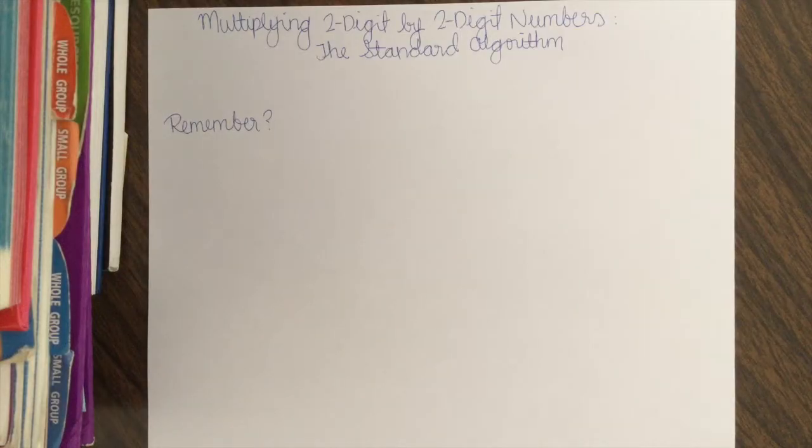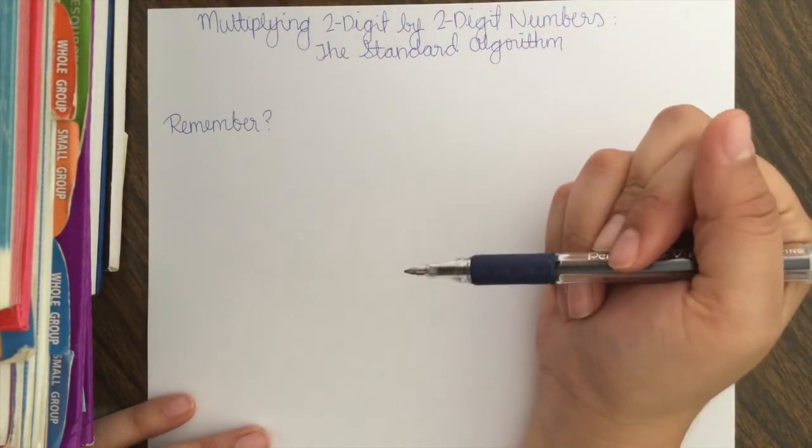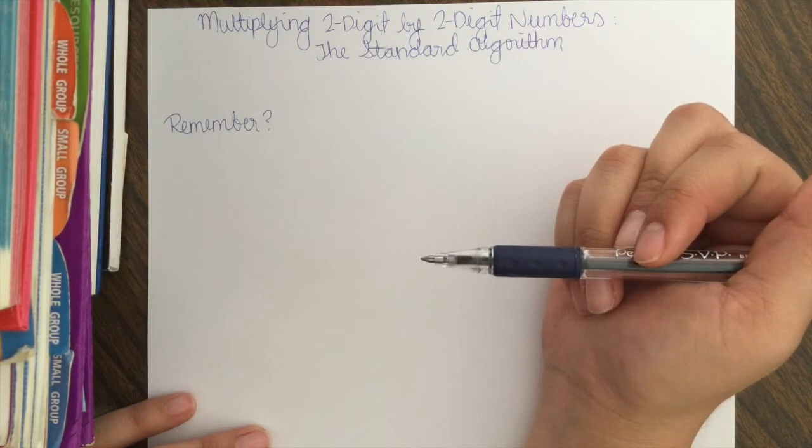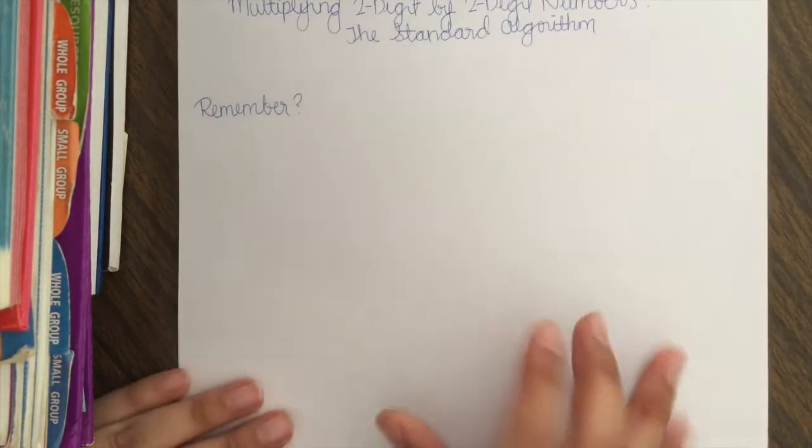Hello 3C. We're going to be multiplying two-digit by two-digit numbers again, but this time we're not going to use an array and we're not going to use the expanded algorithm. We're going to be using the standard algorithm. And if you remember from last semester where we did the standard algorithm using two-digit by one-digit multiplication, it looks a little bit like this.